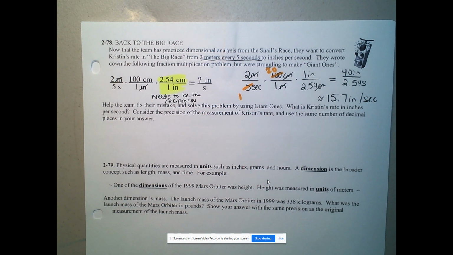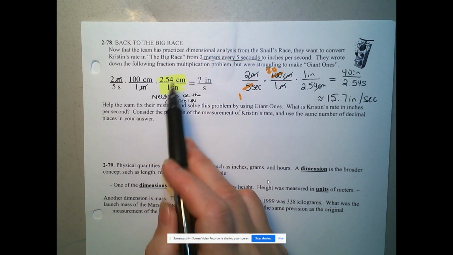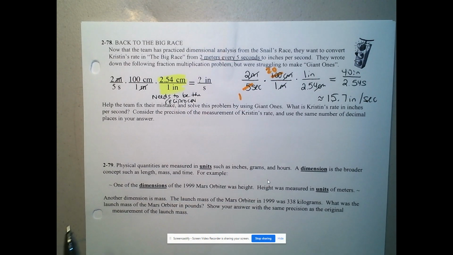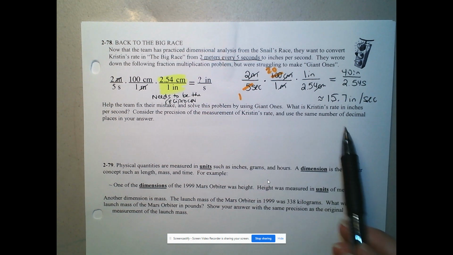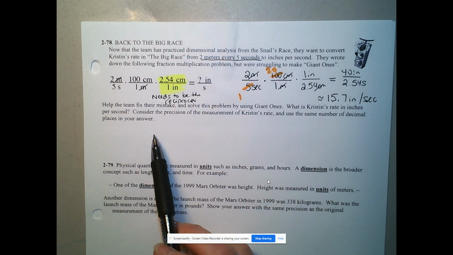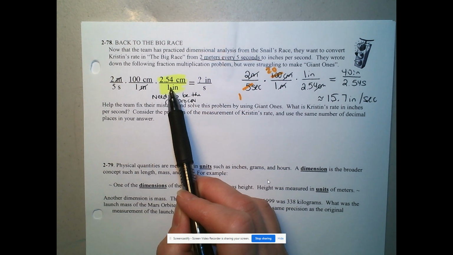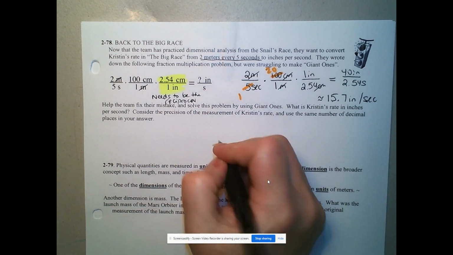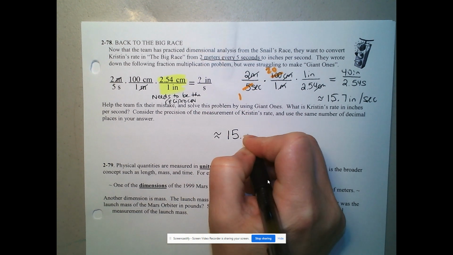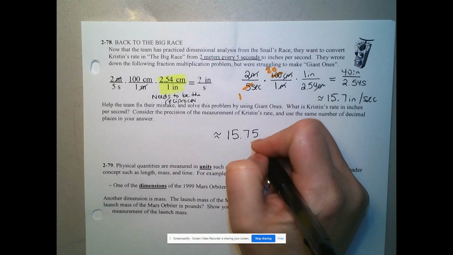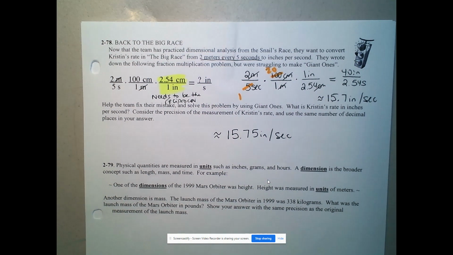So that's what we just did. We fixed the mistake, which was that this one, when they plugged it in, it is a giant one, but it was upside down. And because we were using 2 decimal places in the 2.54, when we went to get our final answer and we did 40 divided by 2.54, it says in here, use the same number of decimal places in your answer. So we were using something that had 2 digits, so our answer should have 2 digits. So we would want to go with approximately 15.75 inches per second. And that's what they're talking about with precision.